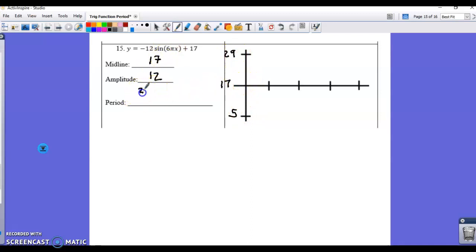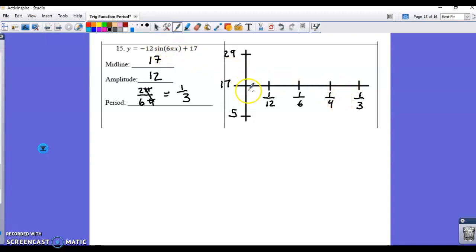Period is 2 pi over 6 pi. Pi's would reduce, and 2 over 6 reduces to 1/3. So this has a period of 1/3. Half of a third is 1/6. Half of a sixth is 1/12. That'd be 1 over 12, 2 over 12, 3 over 12, but 3 over 12 reduces to 1/4.